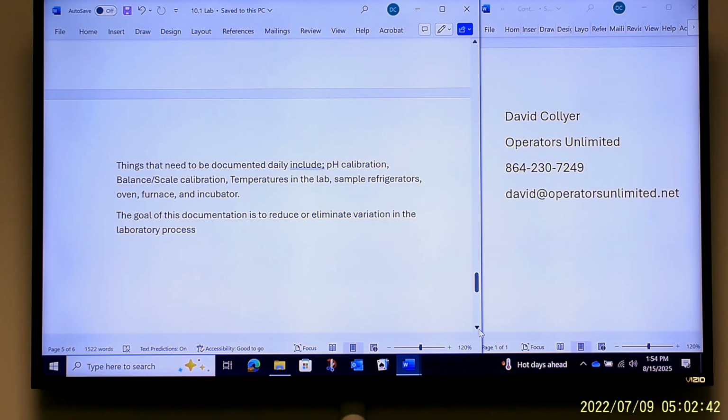The goal of this documentation is to reduce or eliminate variations in the laboratory process. If problems do arise, the hope is that you can review the documentation and resolve the issue.